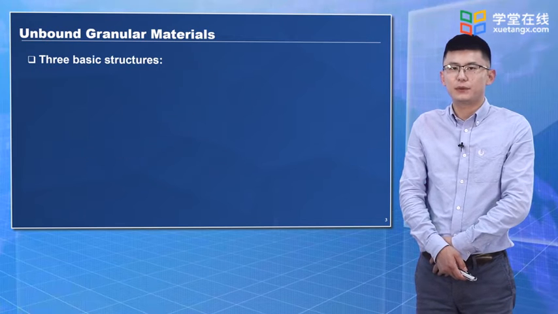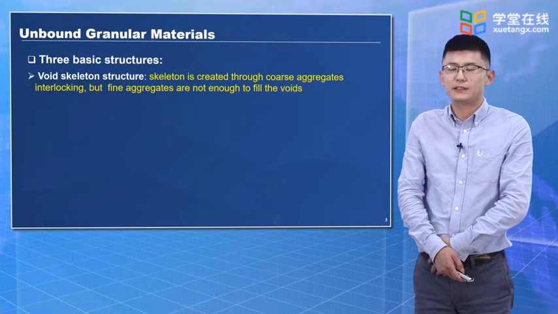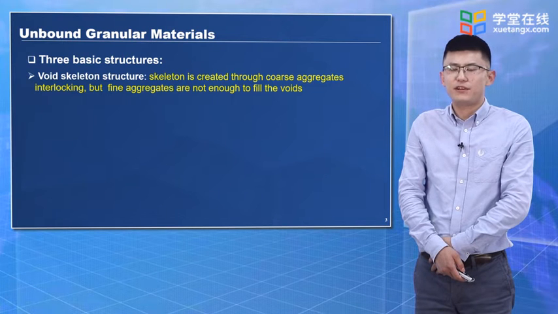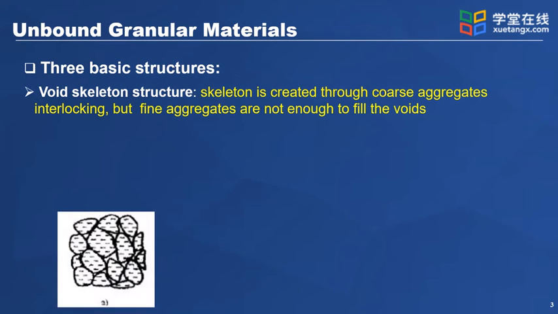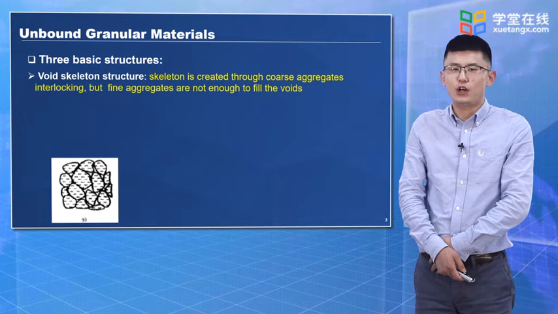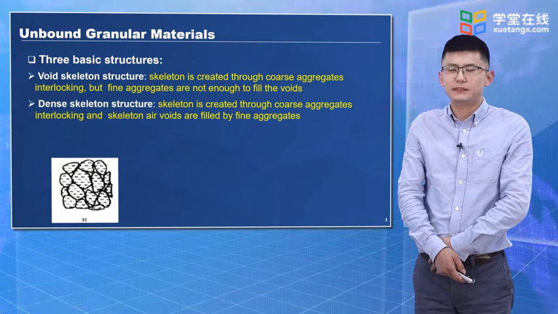First, unbounded granular materials. Generally, the unbounded granular materials may have three basic structures. The first one, void skeleton structure. What's this structure? The skeleton is created through the coarse aggregates interlocking, but the fine aggregates are not enough to fill the voids, like this. So we can see in this picture that those coarse aggregate particles interlock with each other, and there are voids inside them, right?